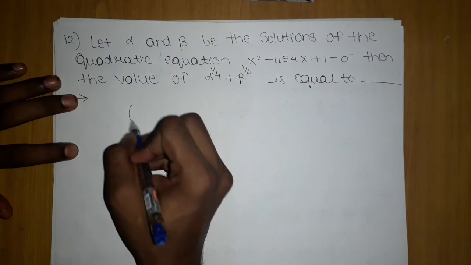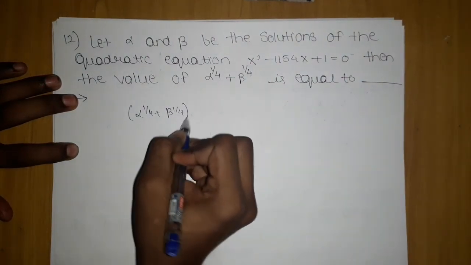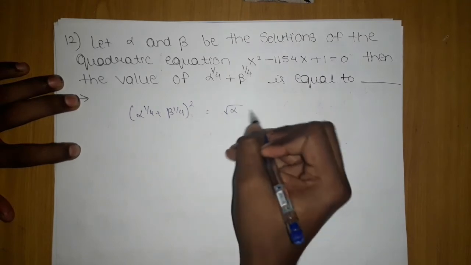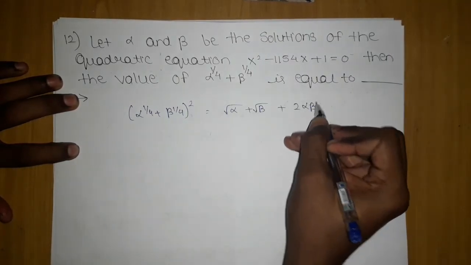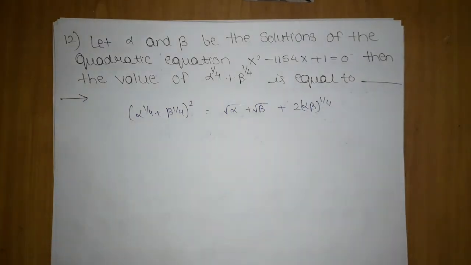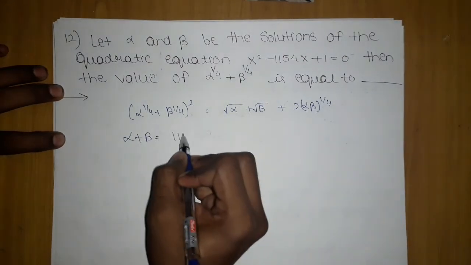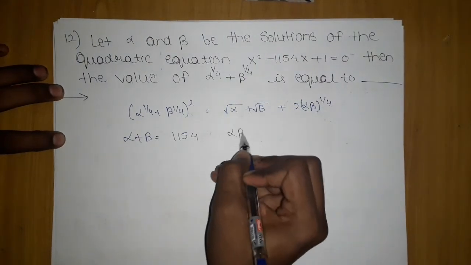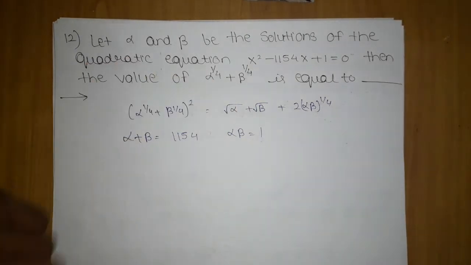now if I square it, alpha power 1 by 4 plus beta power 1 by 4, square it, what do I get? Under root alpha plus under root beta plus 2 into alpha beta to the power 1 by 4. Now if I get this value, and this value, my job is done. Now let's get alpha plus beta. What we have? We have 1154. Alpha into beta we have 1, so we don't have to worry about this product. What we need to find is this stuff.